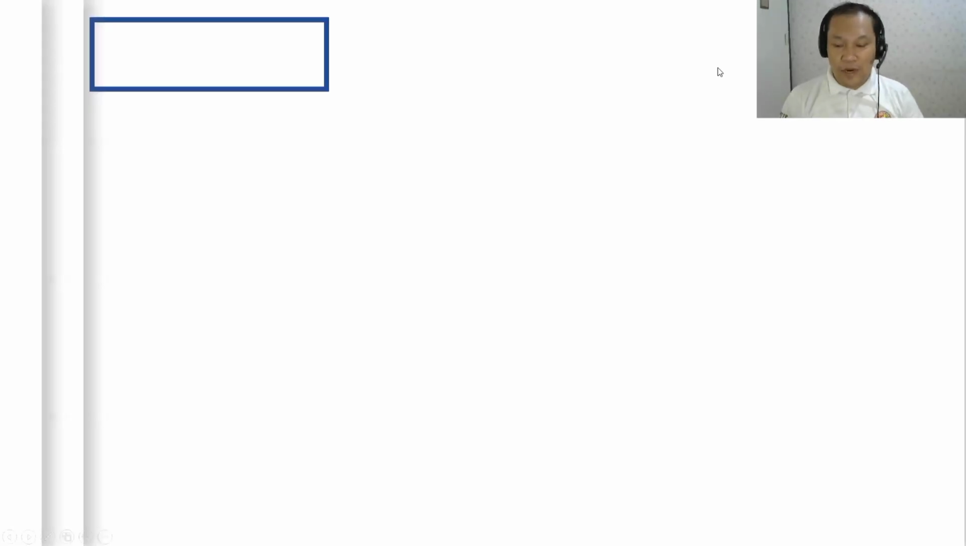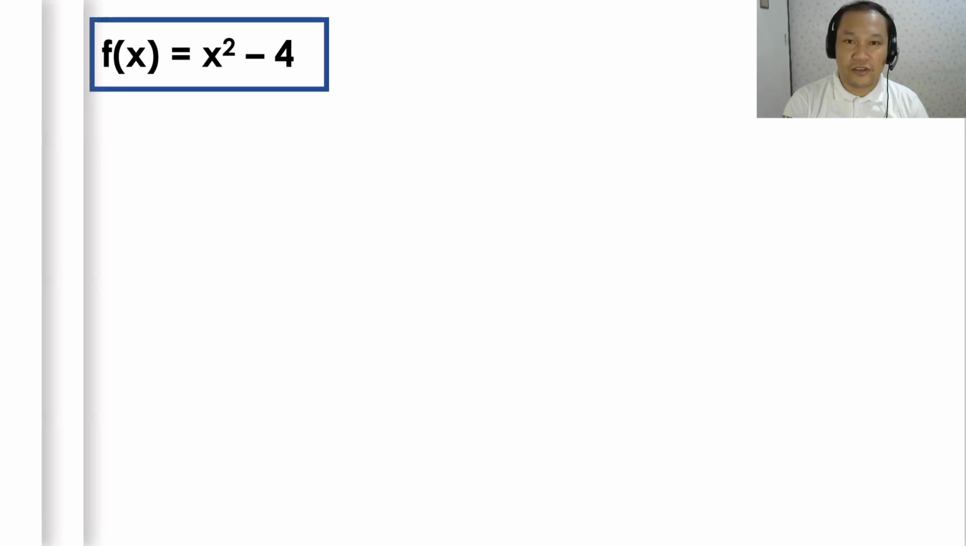Okay, let's have our illustrative example in finding the inverse of a one-to-one function. Now, this is a quadratic function, and we know that this quadratic function is a many-to-one correspondence. Therefore, we are going to have a restriction for this quadratic function to make the given function a one-to-one function. We are just going to utilize x is greater than or equal to 0 so that we are going to come up with the inverse of the given function.